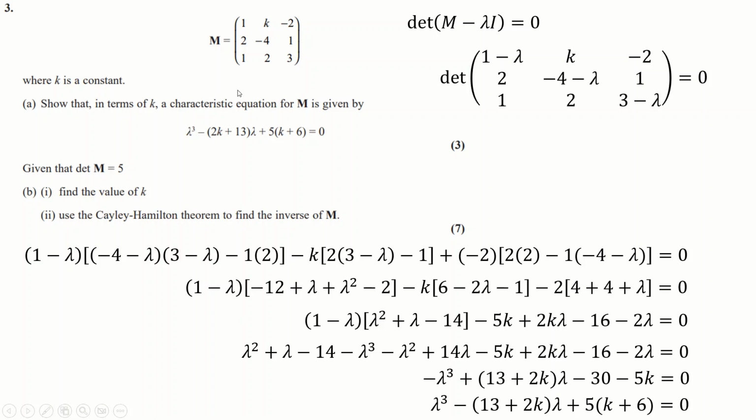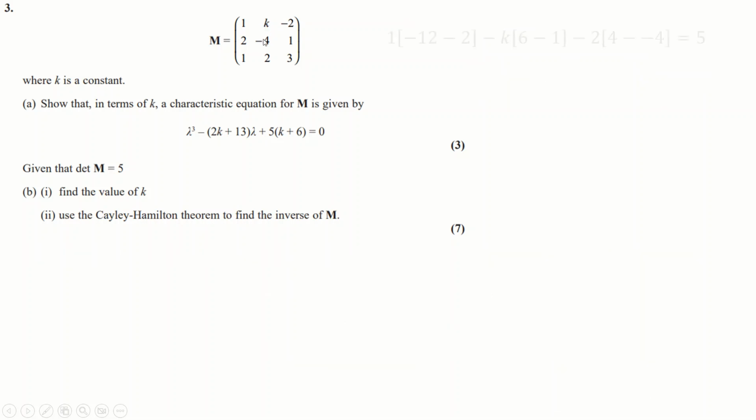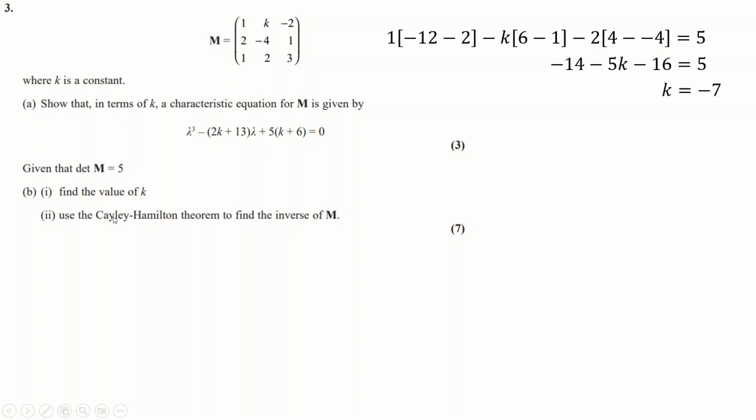Given det M is 5, okay, that means we can actually just find what k is, right? Because we can go back to here and go, okay, determinant of that is 5, so 1 times this minus this is that minus k. There's always a minus there, remember, even if there isn't here. This minus this, which is this, and then minus 2 into this minus this gives you this, and then you solve that and you get k as minus 7. So that's good. So we can update our M to actually have a minus 7 in it.